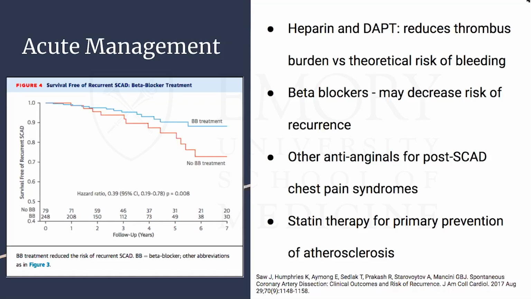In terms of ACE inhibitors and ARBs, those should be used for those with MI complicated by LV dysfunction, as we would for all patients, but really there's no data to suggest that those should be used for SCAD with preserved LV function.